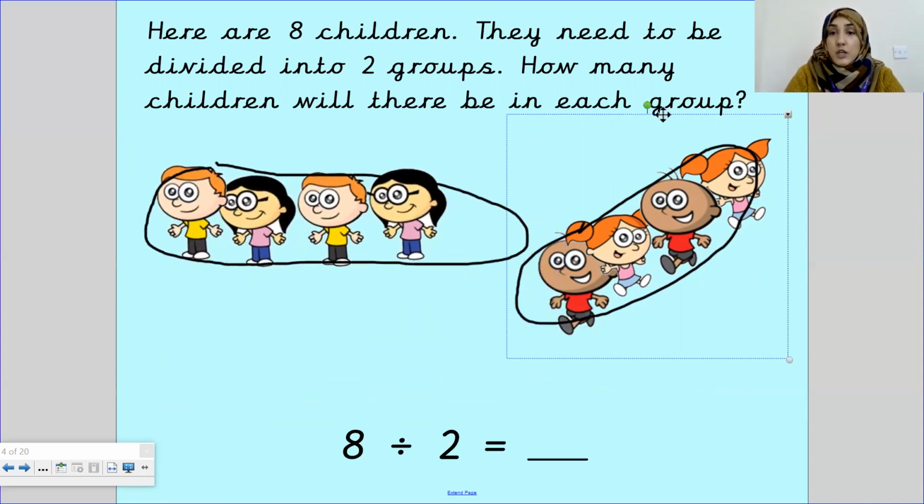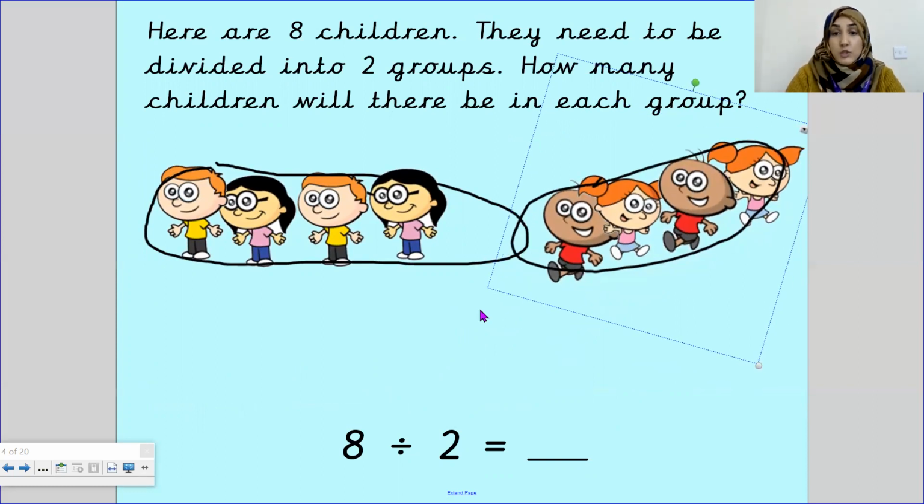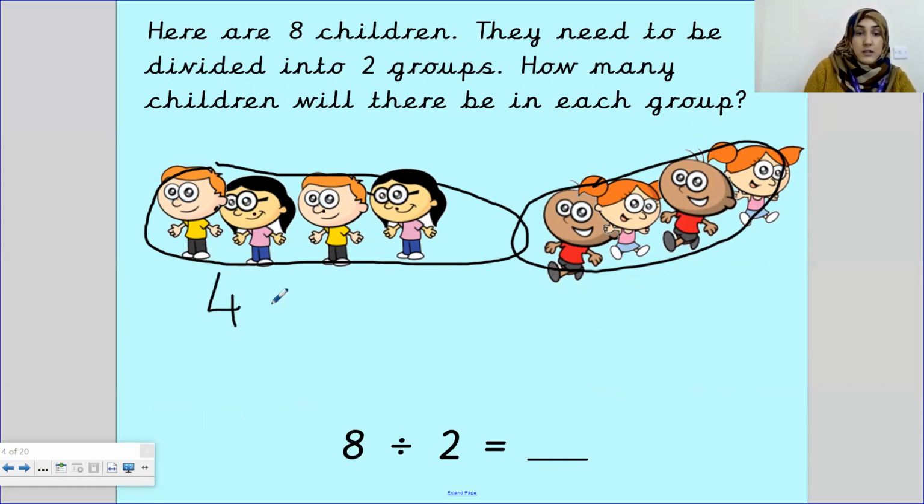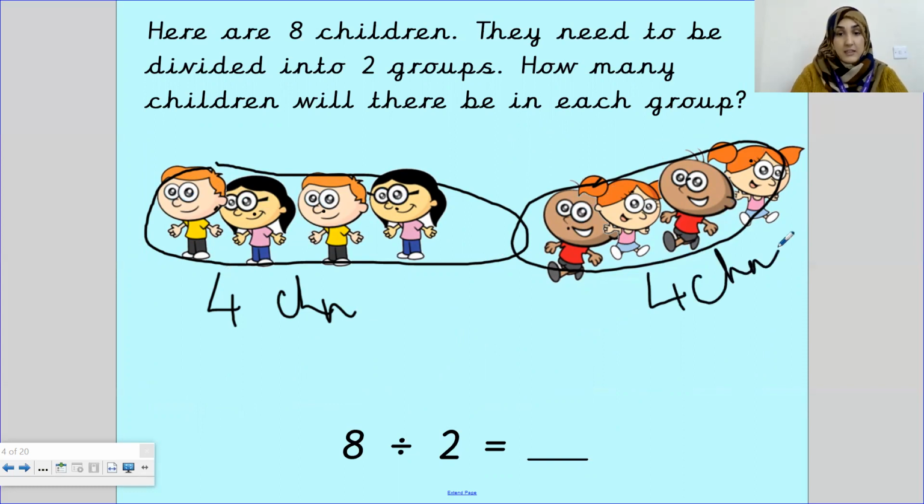Okay, now I have 2 equal groups because I have 4 children in this group. 1, 2, 3, 4. I have 4 children in this group. So CHN stands for children. And I've got 1, 2, 3, 4. I've got 4 children in this group. So now I've answered the question. I've equally shared 8 children into 2 groups. So 8 children shared equally into or divided by 2 groups, because here's 1 group and here's 2 groups, equals how many children in each group? Well done! 4 children in each group.